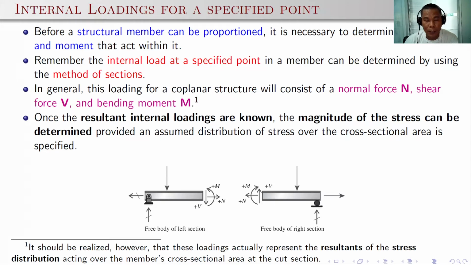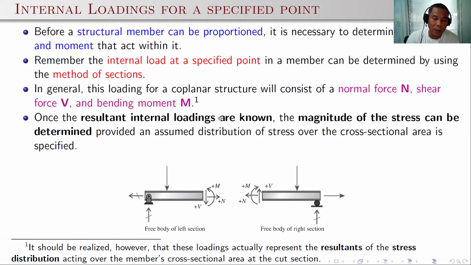the bending moment M. Once these resultant internal loadings are known, the magnitude of the stress can be determined provided an assumed distribution of stress over the cross-sectional area is specified. Take note that these forces, the normal force N, the shear force V, and the bending moment M, are just actually resultants of the stress distribution over the cross-sectional area of the cut section. This is just to simplify our analysis.